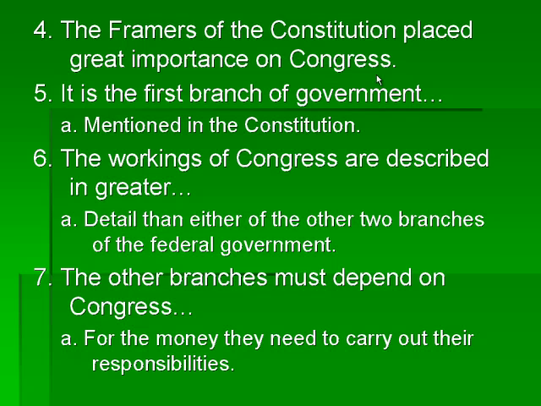So, the reason that they did this is because if you think about it, the legislative branch, Congress, is filled with the people that the people of the United States elect. And that means that this branch is the closest to the people of the United States. So the framers wanted to give the power to the people, and by making sure that they describe it in great detail and all this kind of stuff, that's what they're doing.